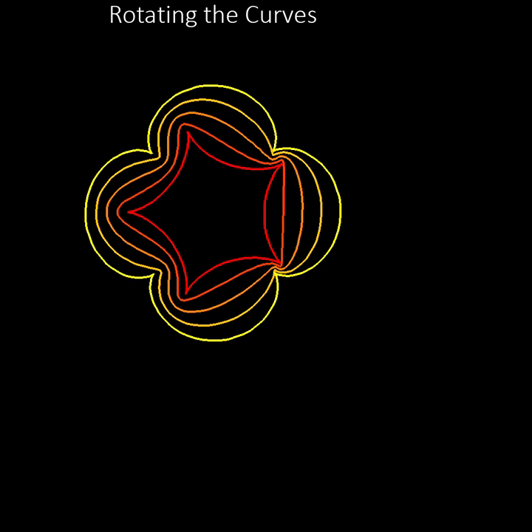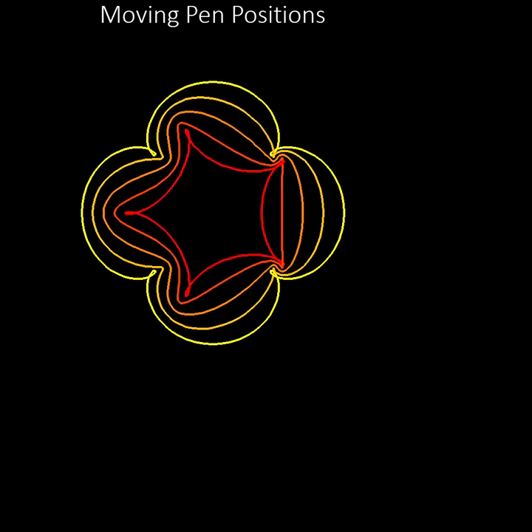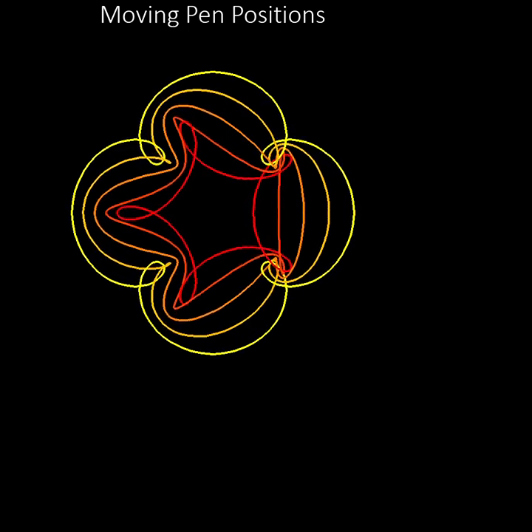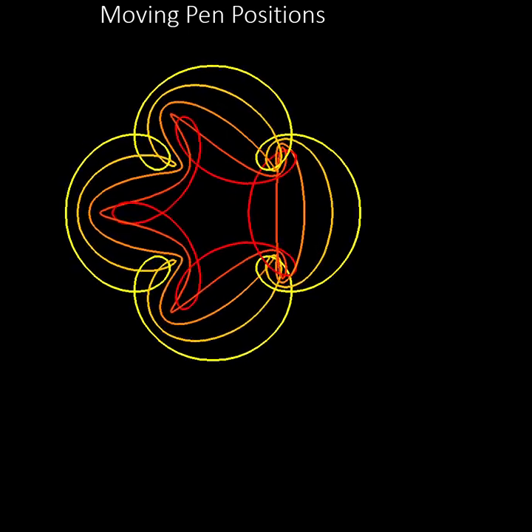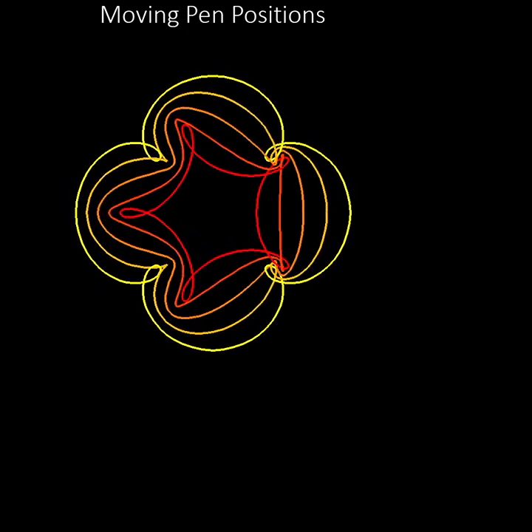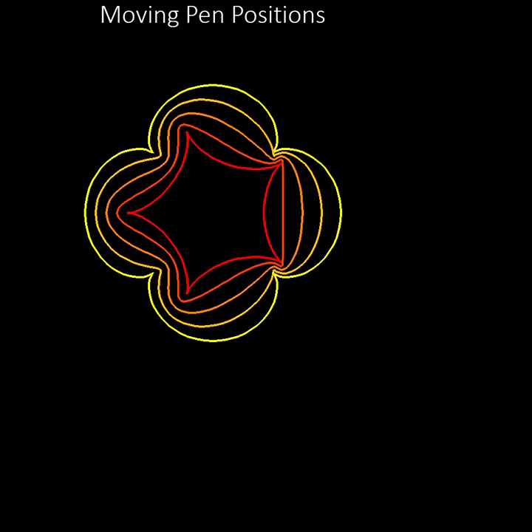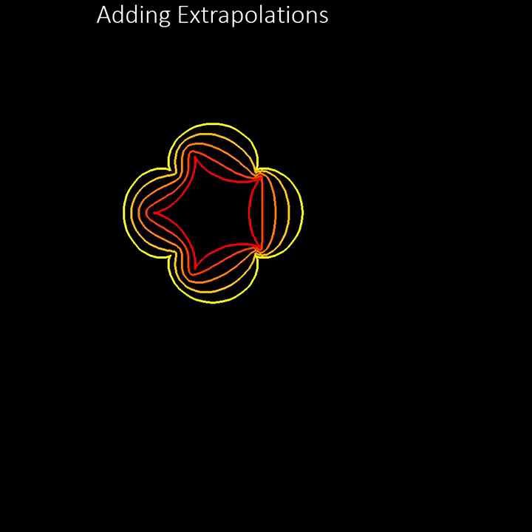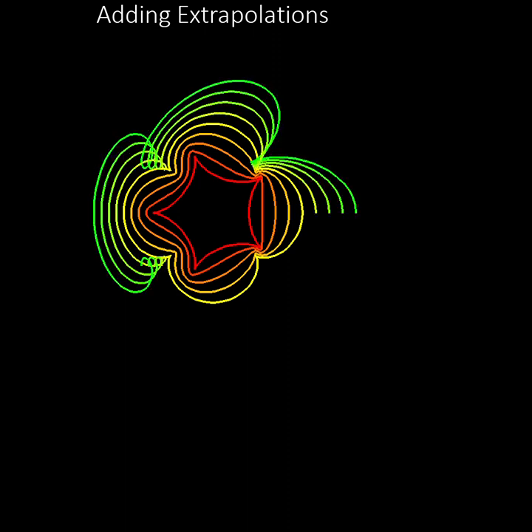Up until now, we've been using pen position 1 for both curves. Here is how the pattern changes if we move the pen position from position 1 out to position 2 and back again. As well as creating new curves between the red and yellow curves using interpolation, we can also draw extrapolated curves, which go outside of the space between the two original curves.